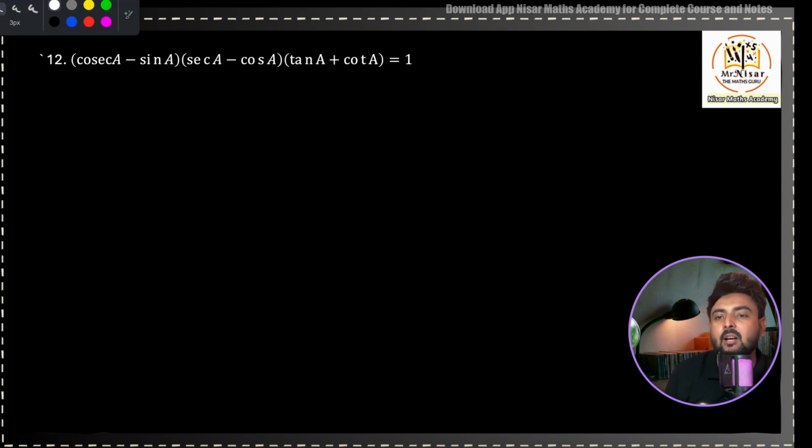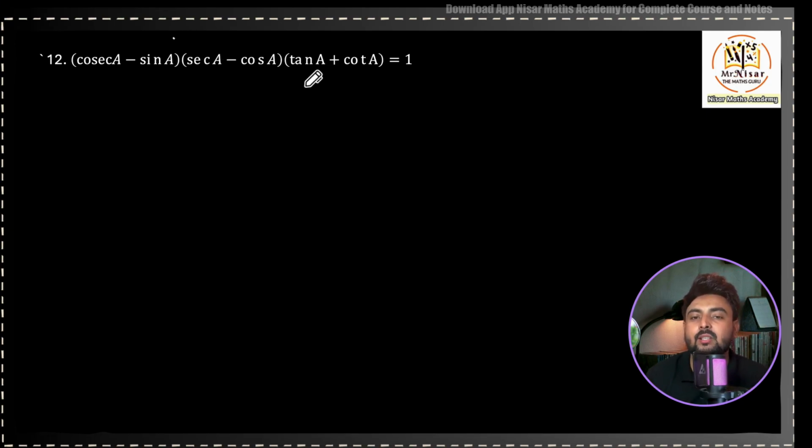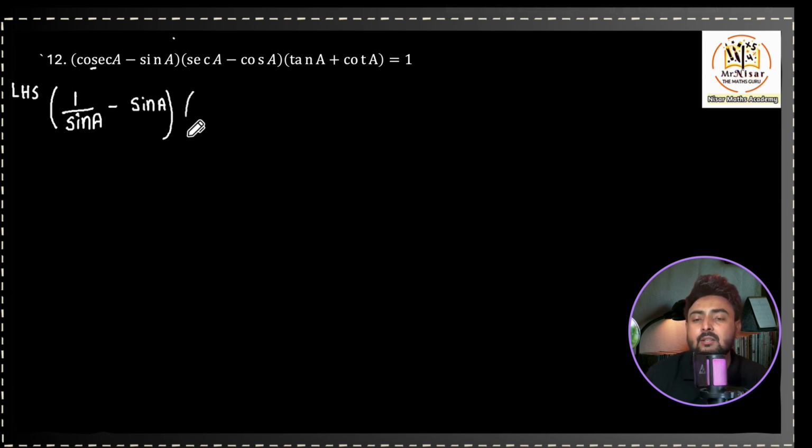So the next question we have, the 12th one, that is (cosec a minus sin a)(sec a minus cos a)(tan a plus cot a) is equal to 1. Okay, what we'll do children, we'll take the left hand side. Now see, everywhere we have different terms, we'll try to convert it into sin and cos. So cosec is the reciprocal of sin. So can I say that cosec a means 1 by sin a, minus sin a. Then what we have in the next one, see it will be lengthy, but it will be a very easy question. Now again this sec a, sec a is the reciprocal of cos. So can I say that sec a is equal to 1 by cos a.